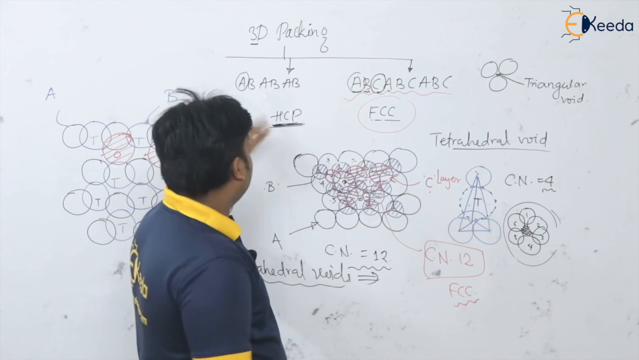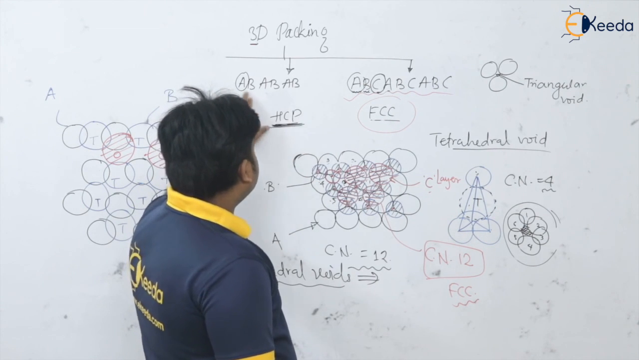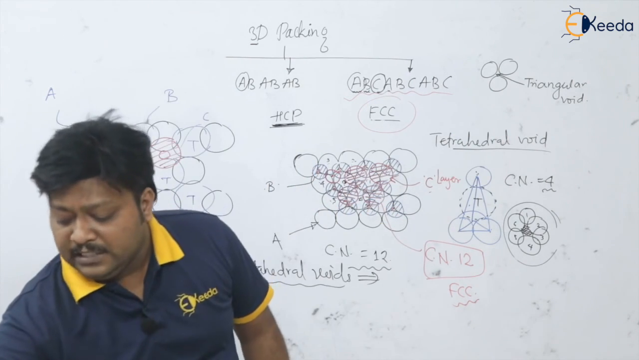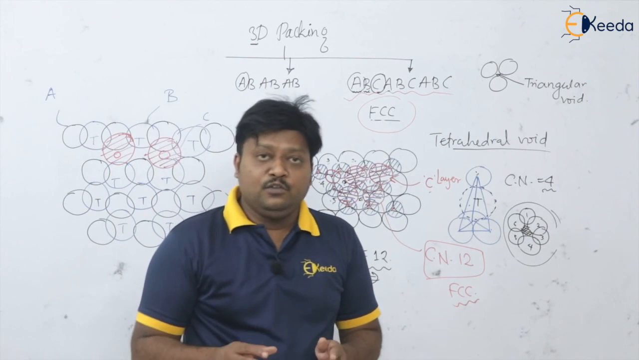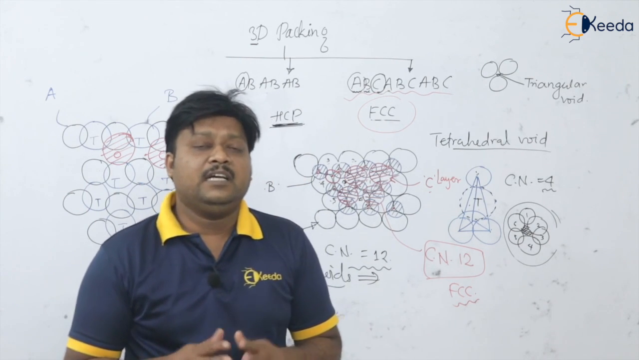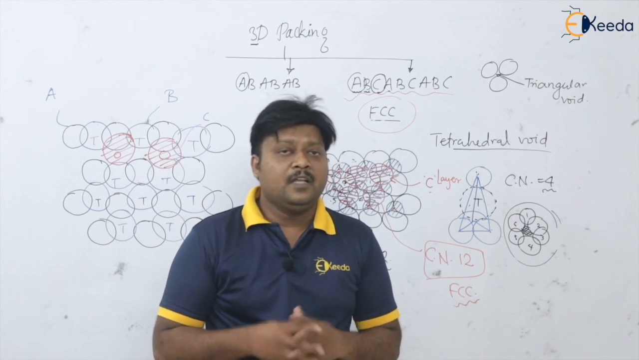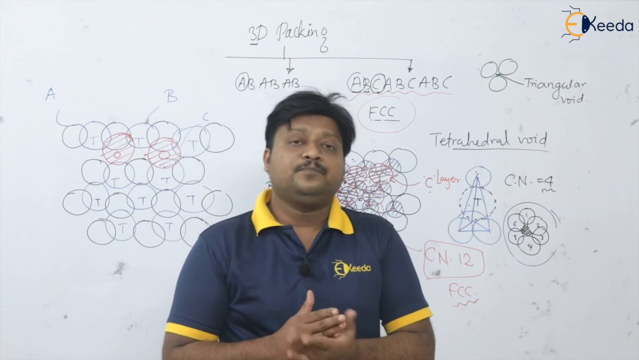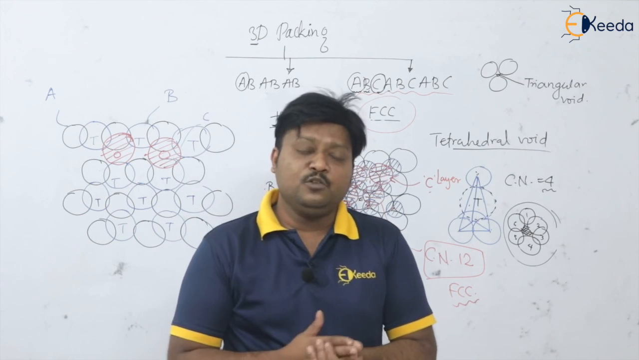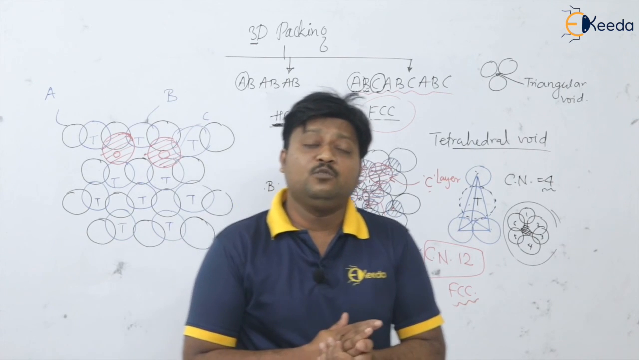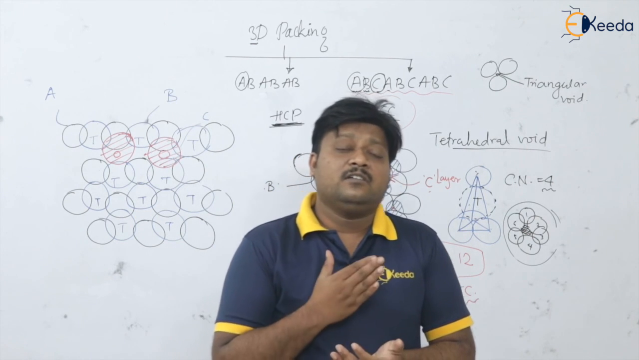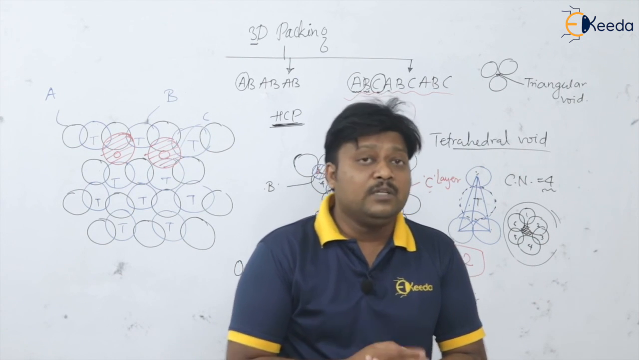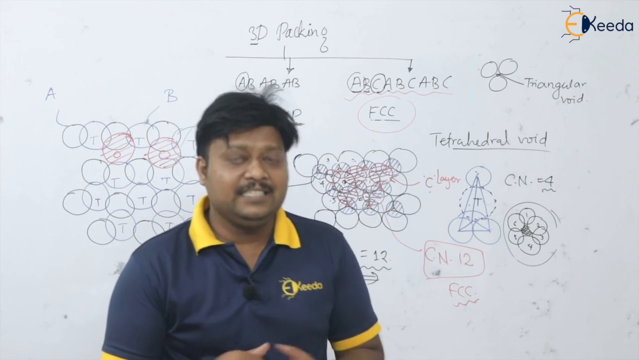What is the stacking sequence? How are layers stacked one above the other? In HCP, AB, AB, AB. In FCC, ABC, ABC, ABC. So in this fashion, in this video we have seen that coordination numbers are nothing but the nearest neighbors for any atom which I have taken under consideration, and we have seen that for the simple cubic structure it is 6, for body centered cubic structure it is 8, for 2-dimensional square packing it is 4, for 2-dimensional hexagonal packing it is 6.